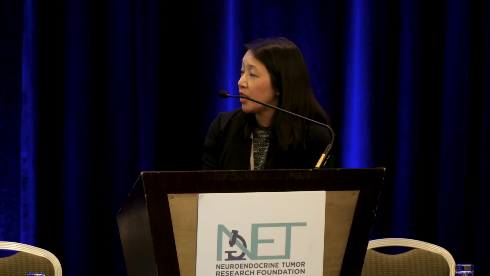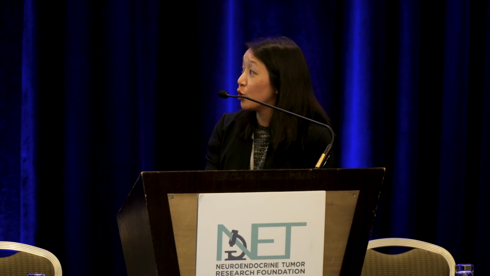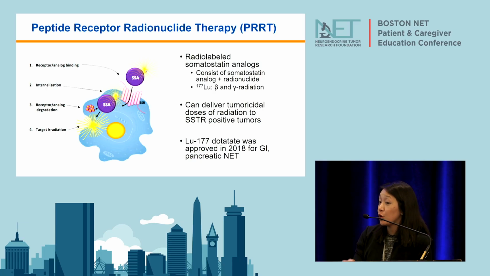Peptide receptor radionuclide therapy is a form of therapy where these somatostatin analogs are labeled with a radionuclide that can then find its way to the tumor and emit tumoricidal doses of radiation. So lutetium-177 is one such radionuclide that emits beta and gamma radiation, and lutetium-177 dotatate was approved last year to treat patients with advanced GI and pancreatic neuroendocrine tumors that were growing after somatostatin analog therapy.